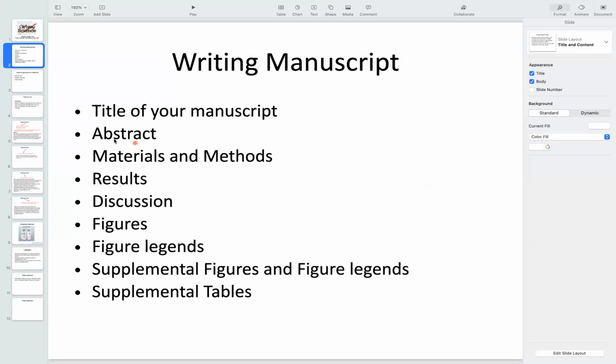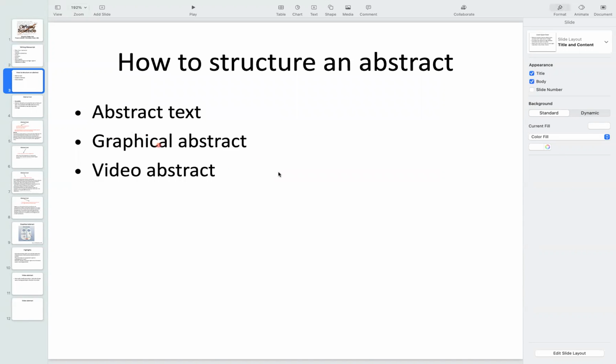In today's session, I'll be talking about structuring the abstract. Structuring the abstract is very important for your manuscript because when you submit it, the editor will first read your abstract. If he feels that this is a very exciting story, then it will go for review. That's why it is very crucial to structure your abstract.